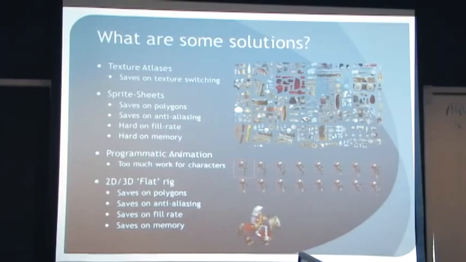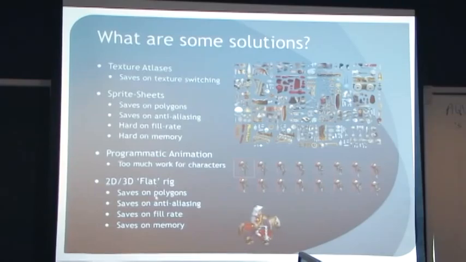And then programmatic animation can work for effects and things, but it is too much work for characters. You're not going to be like, all right, rotate elbow 15 degrees. That's something programmers will never do, rightfully so. So we came up with the 2D, 3D flat rig.